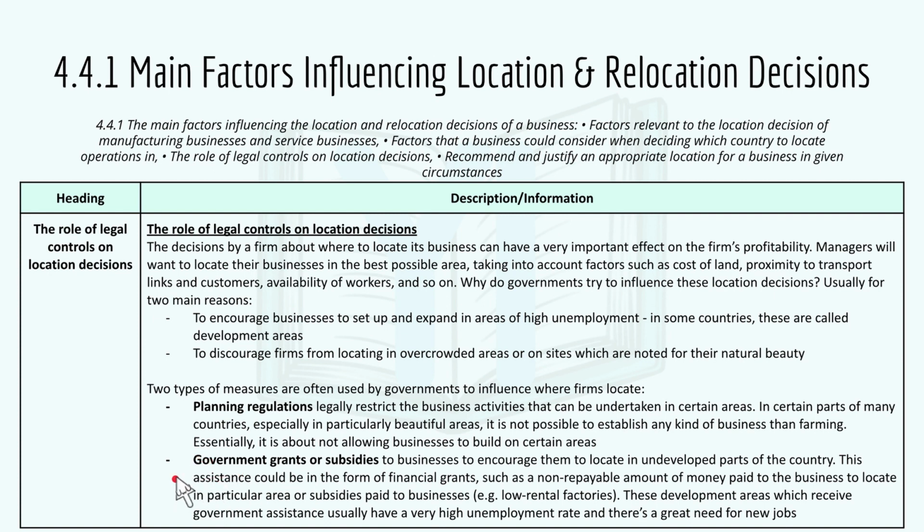And number two, we have government grants or subsidies to businesses to encourage them to locate in undeveloped parts of the country. This assistance could be in the form of financial grants, such as a non-repayable amount of money paid to the business to locate there, or subsidies paid to a business like low rental factories. These development areas which receive government assistance usually have a very high unemployment rate, and there's a great need for new jobs.